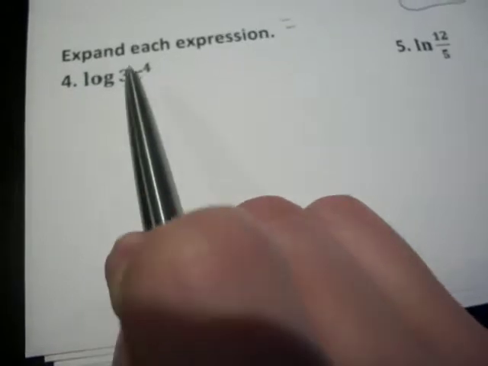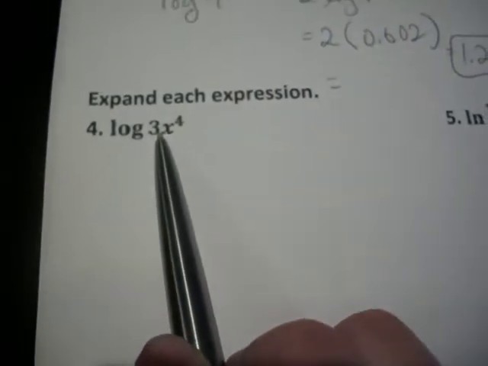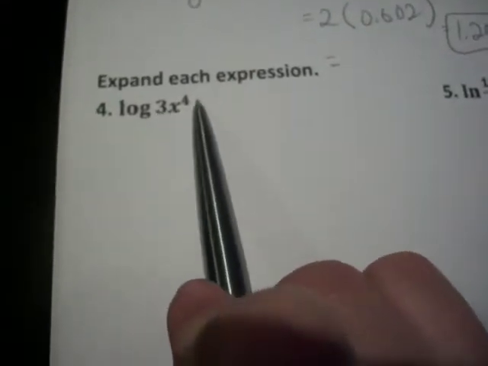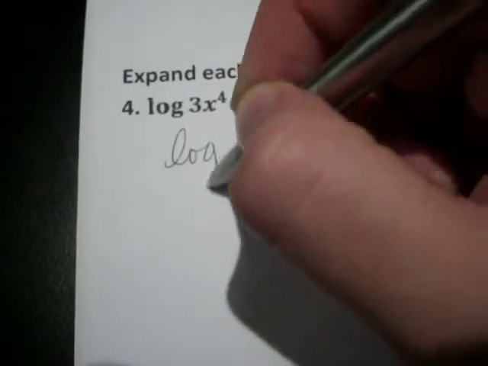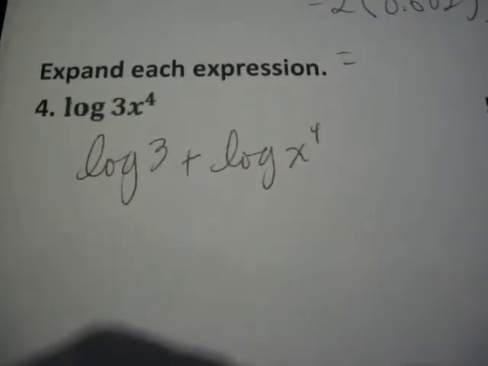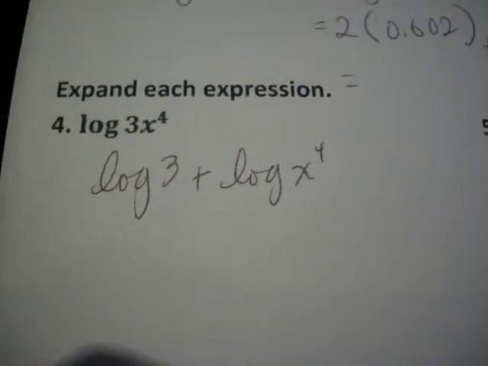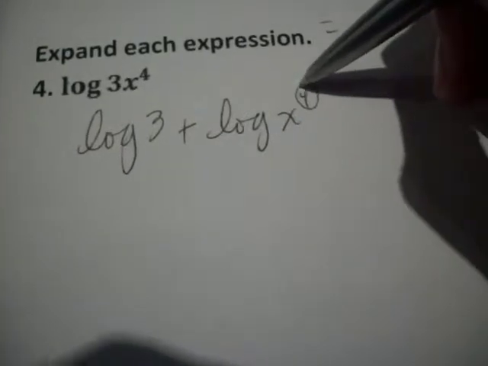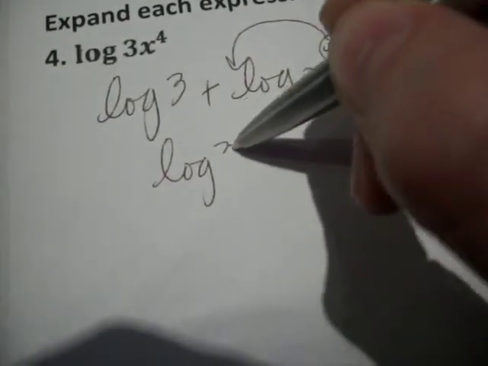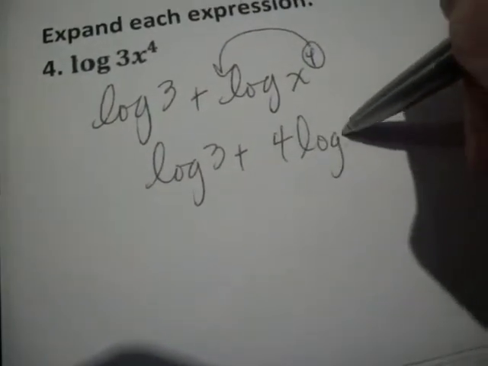Here we go. Last two for this little bit, we have expand and just two expansions. So what you're looking for is, is this a product or a quotient or a power? Well, it's actually a trick question because it's a product, 3 times x to the fourth. The fourth is a power, so it's a product and a power. First thing I'm going to do is separate the 3 and the x to the fourth. That's the product property. Second thing is the power property. I'm going to move that guy to the front. So then I just have the log of 3 plus 4 log of x.